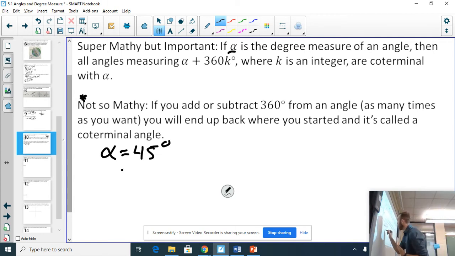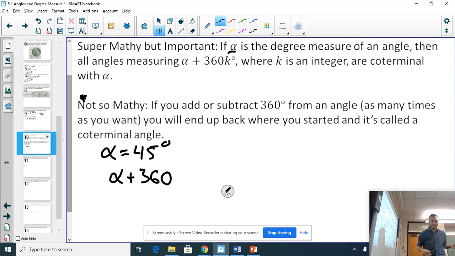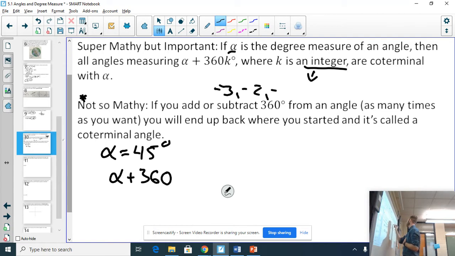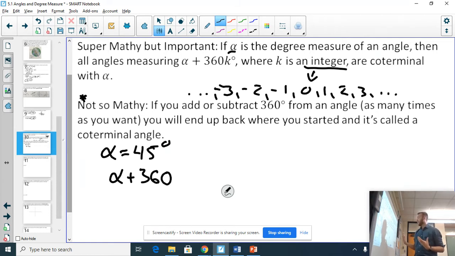Then alpha plus 360 times k is coterminal as long as k is an integer. Well, here's another thing. What is an integer? If we remember, an integer is all your whole numbers that are negative and positive. So, negative 3, negative 2, negative 1, 0, 1, 2, 3, on forever, and this goes on forever backwards. So that's an integer. And so where k is an integer, we could select any integer in there, and this is going to be true.